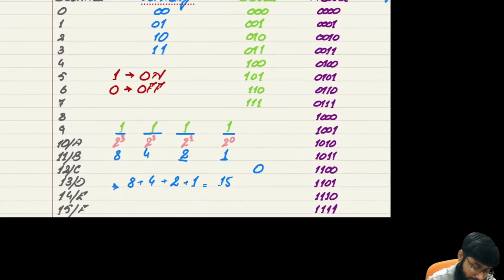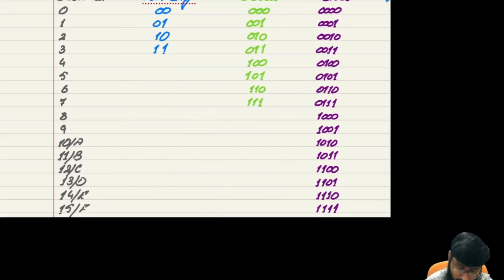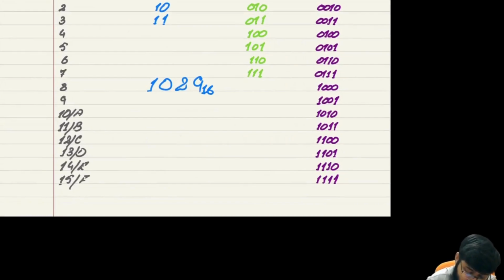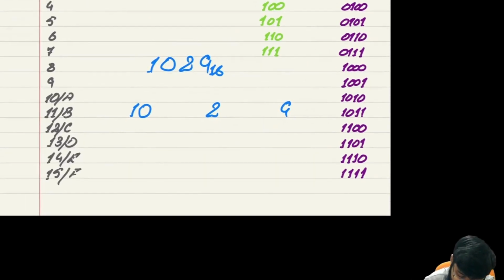Okay, now one more thing. If I write down 1 0 2 9, a base 16 number, I'm first of all telling you that it's a base 16 number. Now let's see whether it's written 10, 2 and 9, or it is written 1 0 2 9.